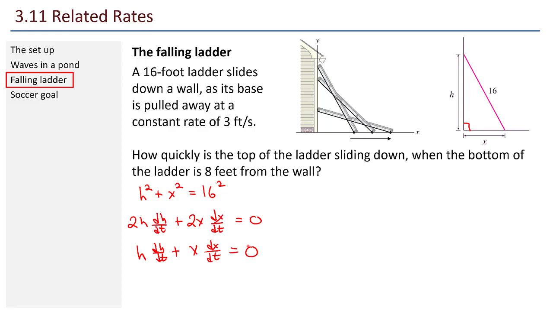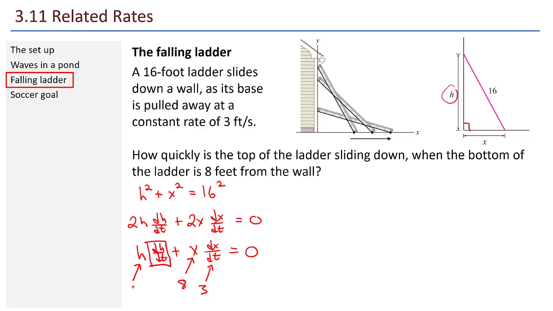Let's identify what it is that I'm actually trying to solve for. Let's read the question again. How quickly is the top of the ladder sliding down? So it's that h. I want to know how h is changing. So dh/dt. So I need to figure out values for h, for x, and for dx/dt. Two of those I know right away. The x, because it says I want to know how quickly things are changing when the bottom of the ladder is 8 feet from the wall, so x is 8. dx/dt, that's the rate of change of x, and that was given in the problem as 3.